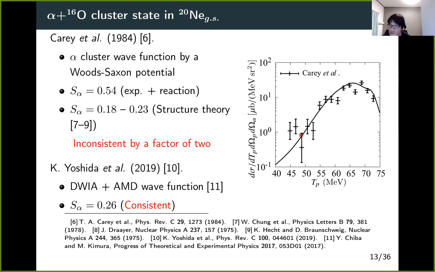These plots are the cross sections, and this solid line is the theoretical curve calculated by the DWIA plus AMD framework. There's no artificial scaling. The 0.26 spectroscopic factor is predicted by AMD. This is a microscopic wave function, a microscopic framework, so it can predict the spectroscopic factor. We directly use it, there's no scaling, and we succeeded in reproducing the experimental data.